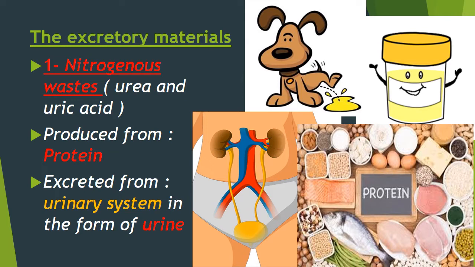Now, how do we get rid of this nitrogenous waste and where is it excreted from? It is excreted from the urinary system, okay? You can see in the picture, this is called the urinary system, a system inside your human body, a part of your body, and we are going to take it in detail, but not now, okay? In the form of what? In the form of urine, okay? The yellow fluid is called urine, or the yellow liquid. This is urine, okay? So the first type is nitrogenous wastes. They are produced from protein, excreted from the urinary system in the form of urine.